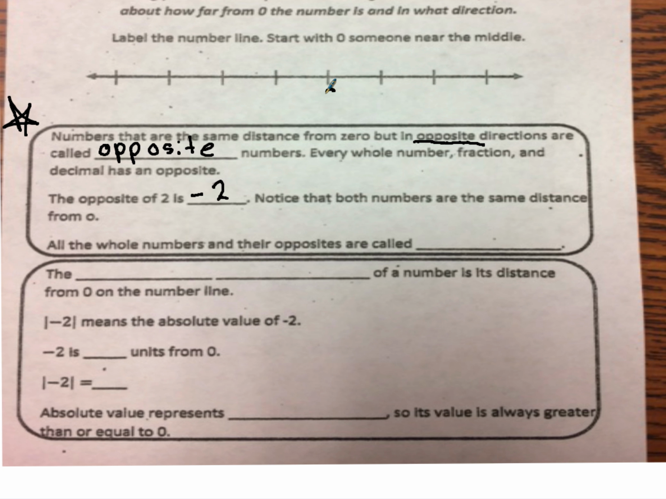So if I had 0 here, this is 1, this is 2, negative 1, and negative 2. So if I look from 0 to 2, it's 1, 2 spaces. And then negative 2, it's 1, 2 spaces, just the different way. Okay? All right, so all the whole numbers and their opposites are called integers.